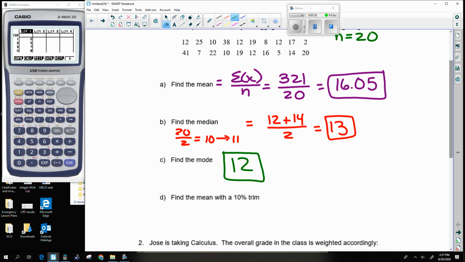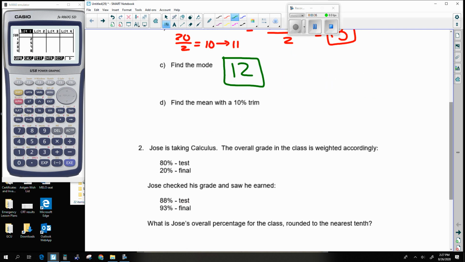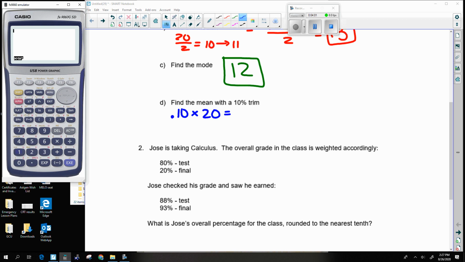And then a mean with a 10% trim. Again, what it means to have a 10% trim is if these are all of our numbers, I'm going to take 10% of the numbers off the bottom and 10% of the numbers off the top. So the first question is, well, how many numbers is 10% of the numbers? To answer that, 10%, that's 0.10 of 20 numbers. Okay, 10% of 20 numbers is 2. That means I'm taking 2 of the smallest numbers off and 2 of the largest numbers off.